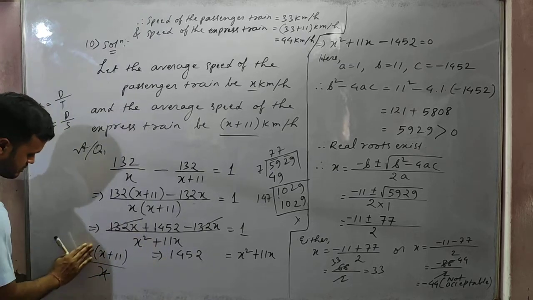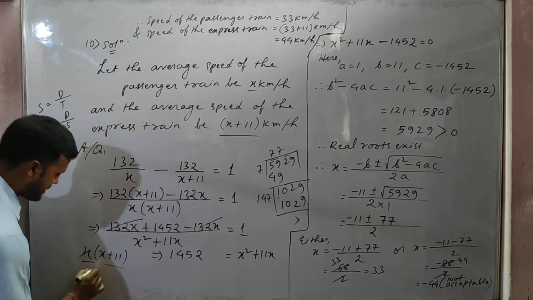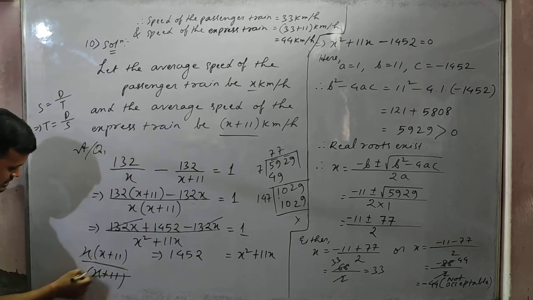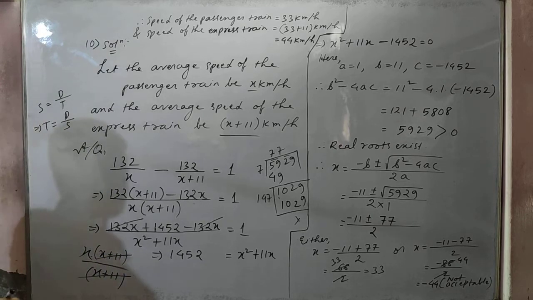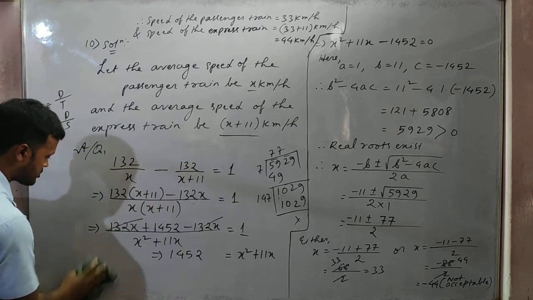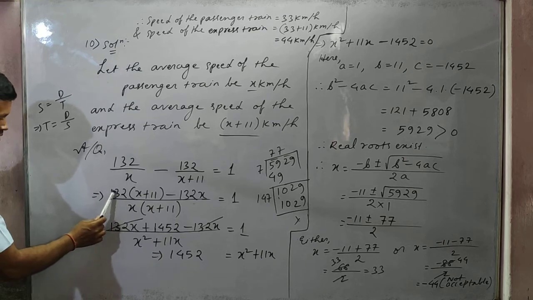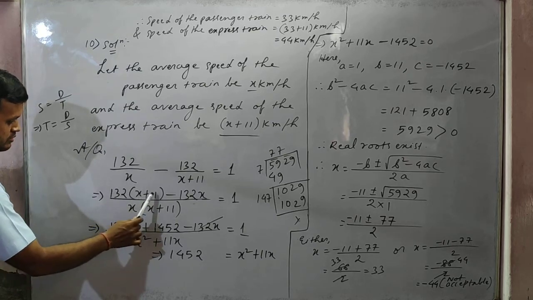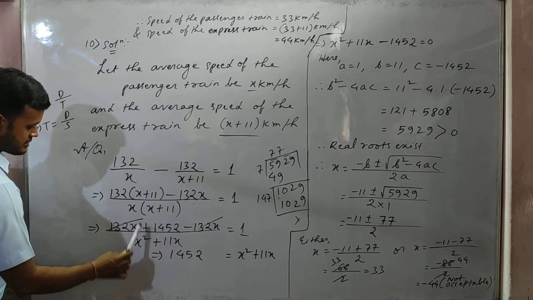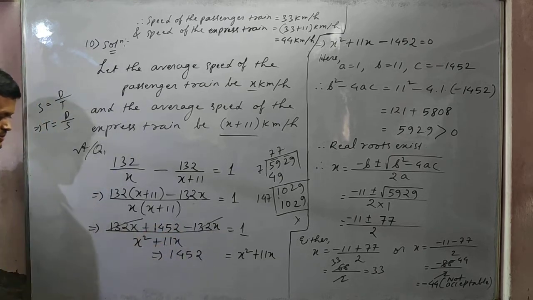If I divide this x into x plus 11 by x plus 11, then how many times will it go? x plus 11 cancels, x times. So 132 into x. Understood, students? So 132 into x will be 132x, plus 132 into 11 will be 1452, minus 132x. x into x is x square, x into 11 will become 11x. So 132x minus 132x is cancelled.